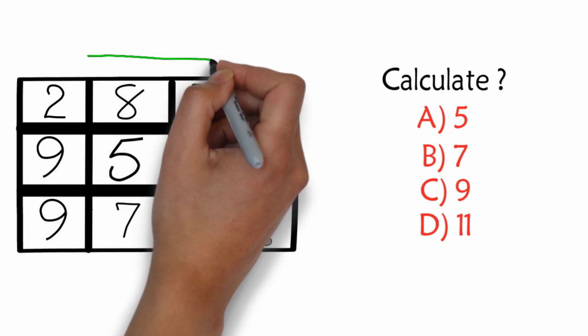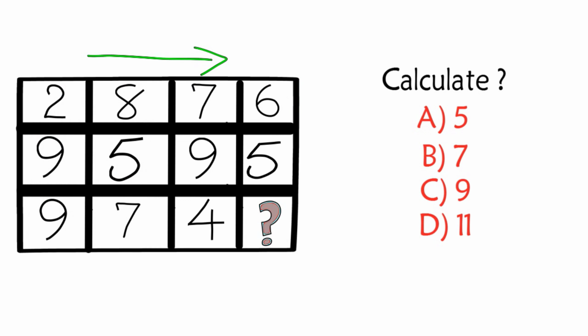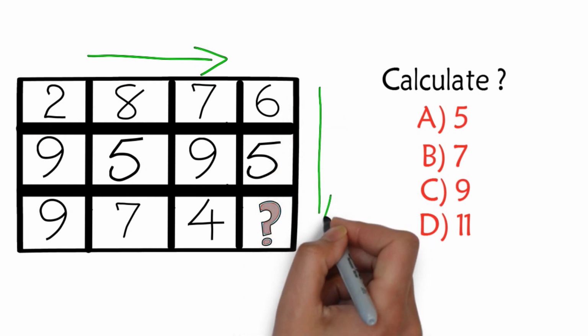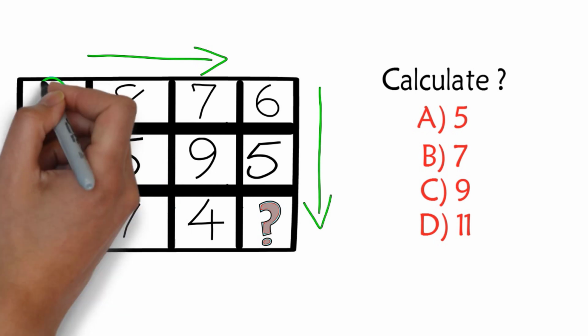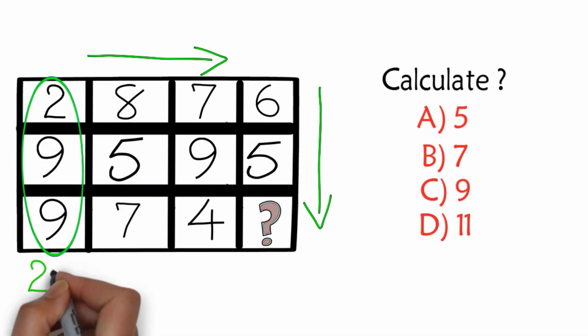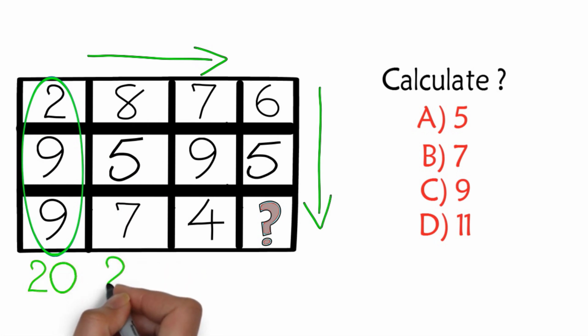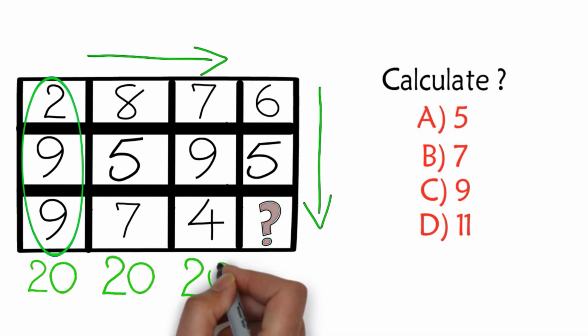The key to solving this problem is to determine the pattern. And the pattern can be either in the rows or in the columns. In this particular case, let's check the columns first. And what you see is that each column adds up to the value of 20. For example, 2 plus 9 plus 9 is 20. 8 plus 5 plus 7 is 20. 7 plus 9 plus 4 is 20 as well.